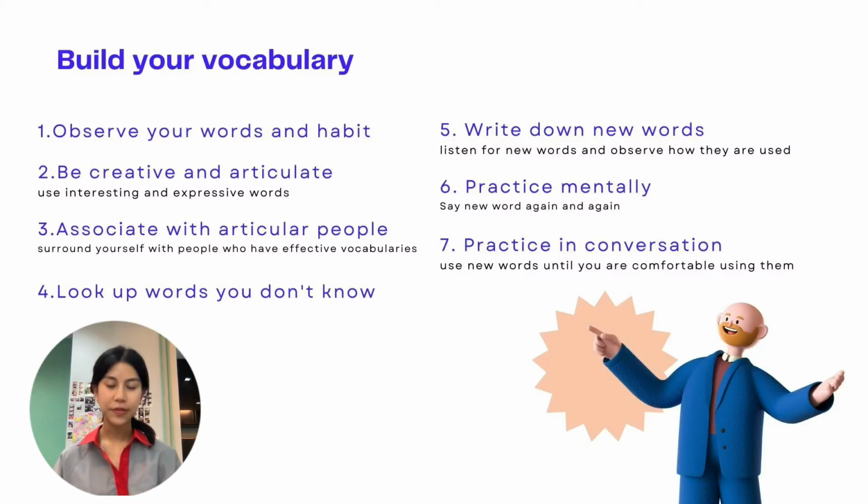First step is to observe your words and habits. You may be unaware that you fill your conversation with annoying words, such as you know, okay, like, and yeah, as well as inappropriate expletives. Next, be creative and articulate. Use precise, interesting, and expressive words. Next step, associate with articulate people. If you want to use precise, interesting, and expressive words, make sure you surround yourself with people who have effective and extensive vocabularies.